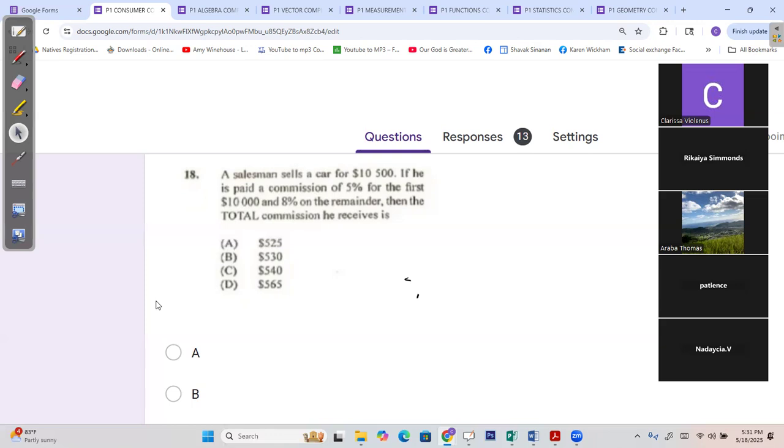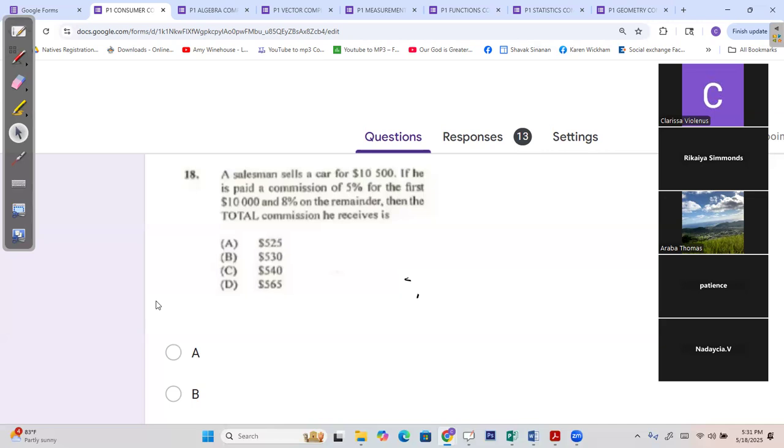Okay. So in this case, this salesperson sells cars, right? And the car he sold was for $10,500. He's paid a commission of 5% for the first 10,000, so what does that mean? If he gets somebody to pay $10,000, he gets 5% automatically. If he gets somebody to spend more, the extra after he passes 10,000, that extra would be 8%.